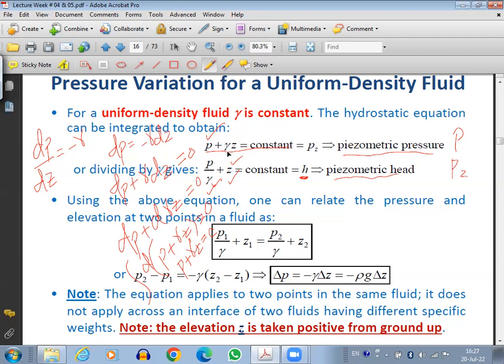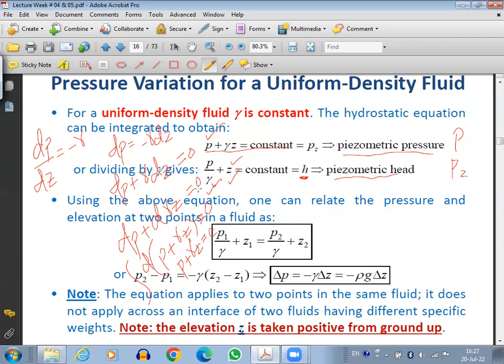Elevation, pressure due to elevation is gamma Z. Elevation head is just Z. Piezometric pressure is P plus gamma Z. Piezometric pressure head is H. Here H means P upon gamma plus Z.